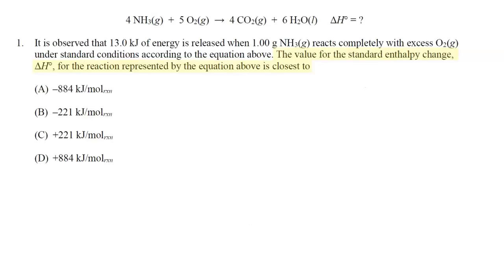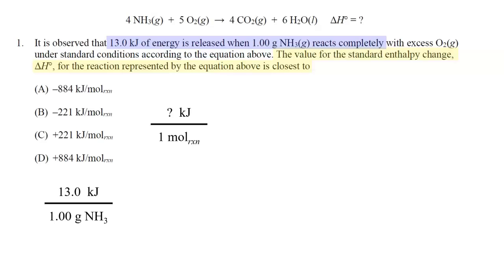when we do the calculations here in question 1, we will need to consider that the coefficient for ammonia in the balanced equation is a 4. That's going to be part of our calculation. So again, we're looking for the unit kilojoules per mole of reaction. Let's start with the numbers that we are given in this question. So it says that there are 13.0 kilojoules of energy released for every 1.00 grams of ammonia. Now what I'm going to do is set up a conversion factor that will get rid of the units of grams of NH3 and convert into moles of NH3.